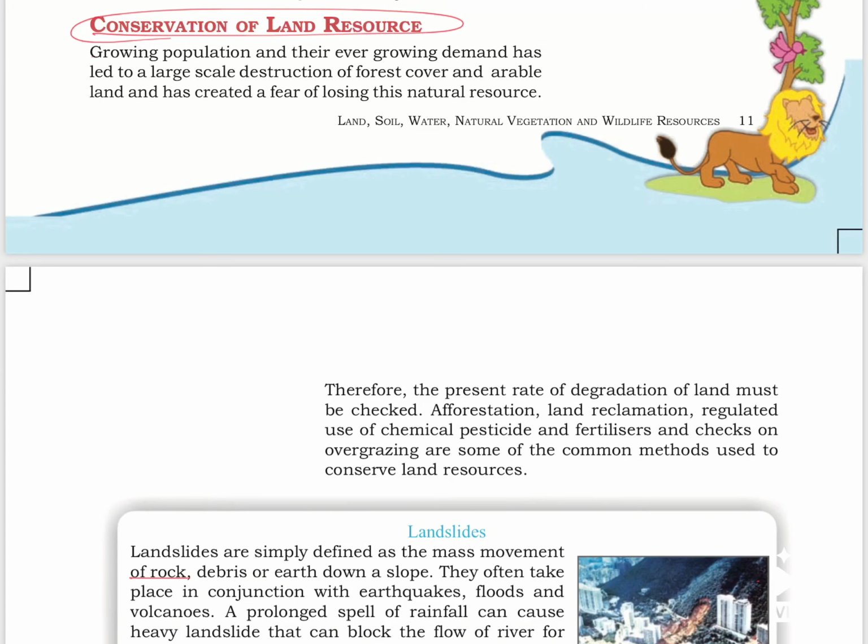Next, we have conservation of land resource. Growing population and their ever-growing demand has led to a large-scale destruction of forest cover and arable land and has created a fear of losing this natural resource. Therefore, the present rate of degradation of land must be checked. Afforestation, land reclamation, regulated use of chemical pesticides and fertilizers, and checks on overgrazing are some of the common methods used to conserve land resources.